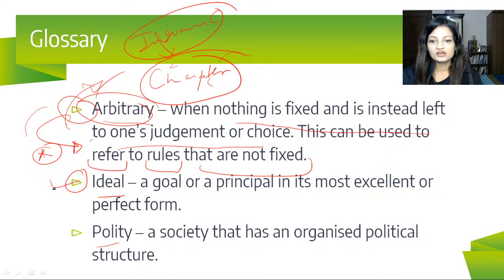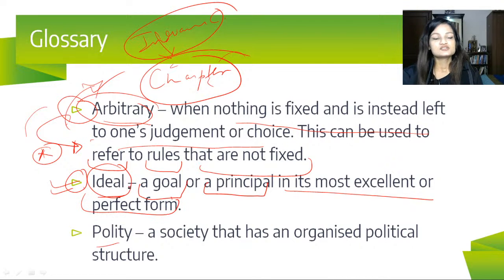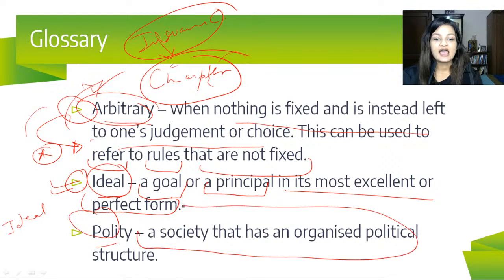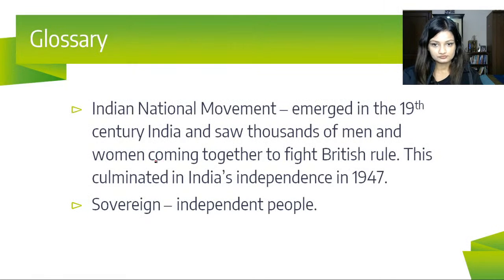The second word that we are going to discuss is ideal. This basically means a goal or a principle in its most excellent and perfect form. So ideal basically is a goal or a principle in its most perfect form. Polity means a society that has an organized political structure.